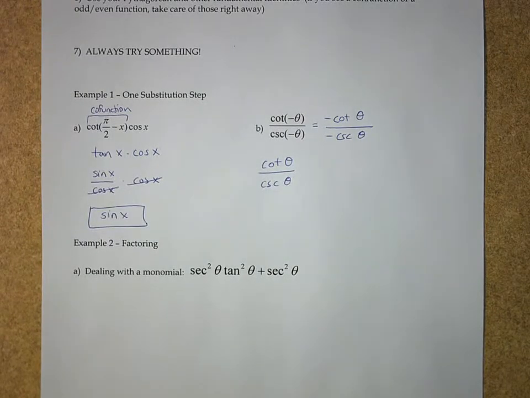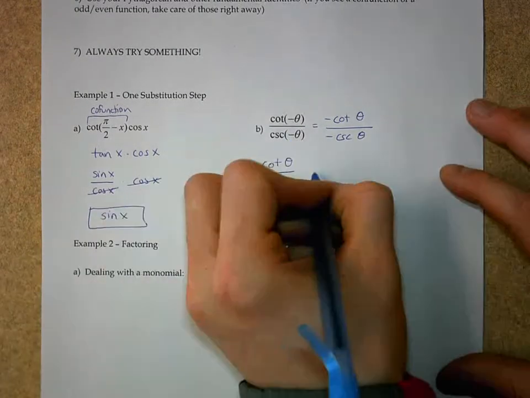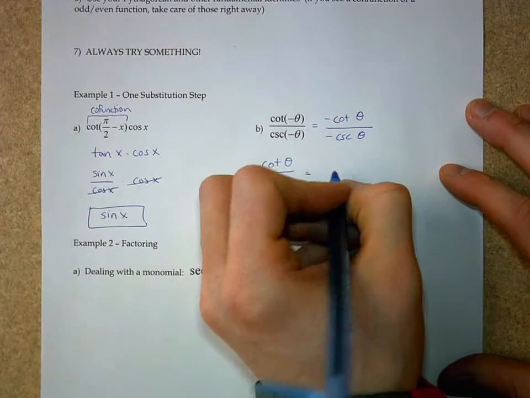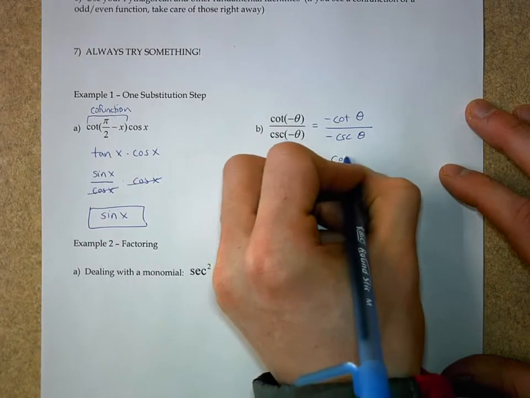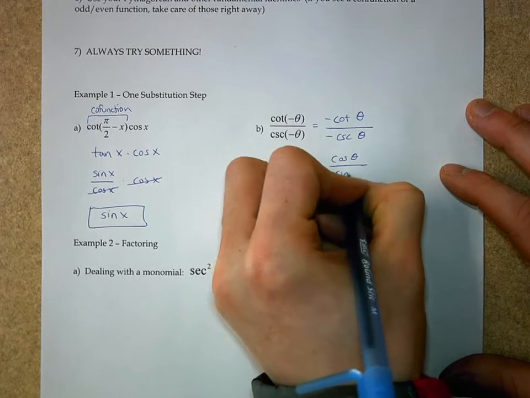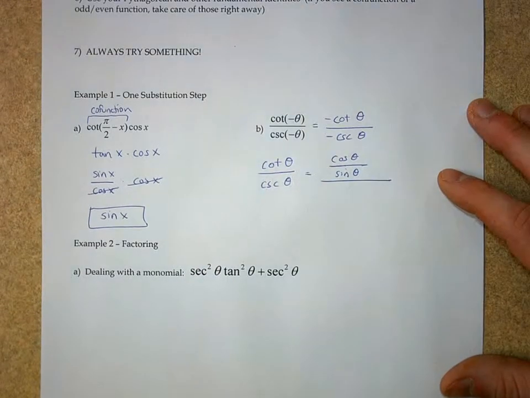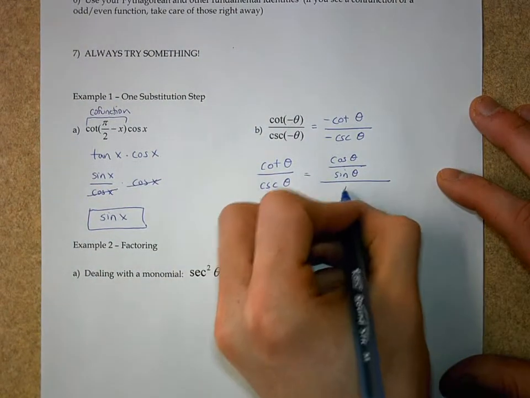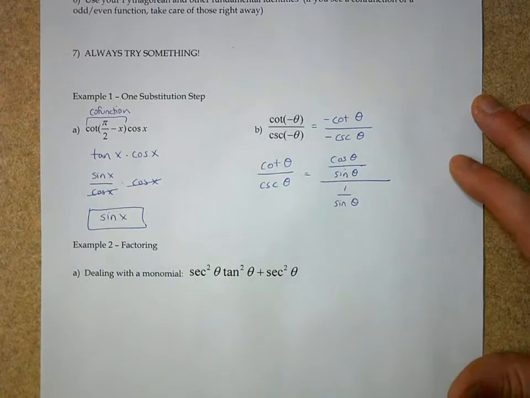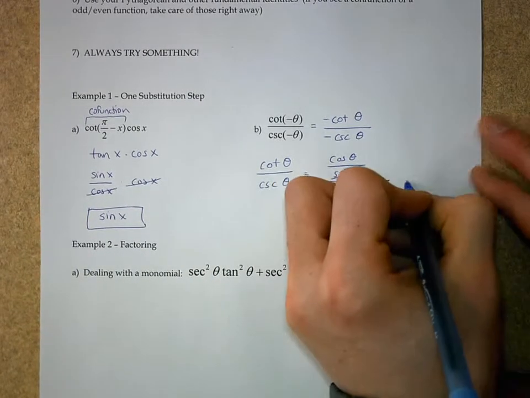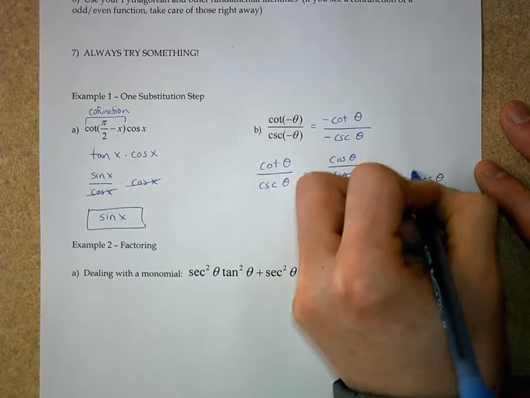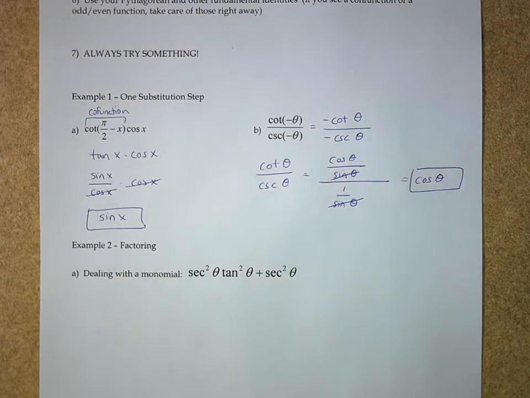Not fully simplified yet. I can convert everything to sines and cosines. So cotangent in terms of sine and cosine is the cosine of theta over the sine of theta. And the cosecant we know is 1 over the sine of theta. My sines cancel out, and I'm left with the cosine of theta. So the cotangent of negative theta divided by the cosecant of negative theta simplifies down to the cosine of theta.